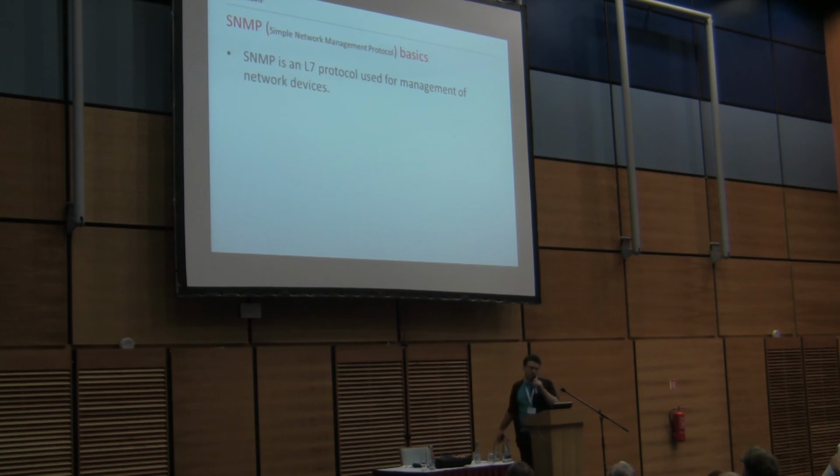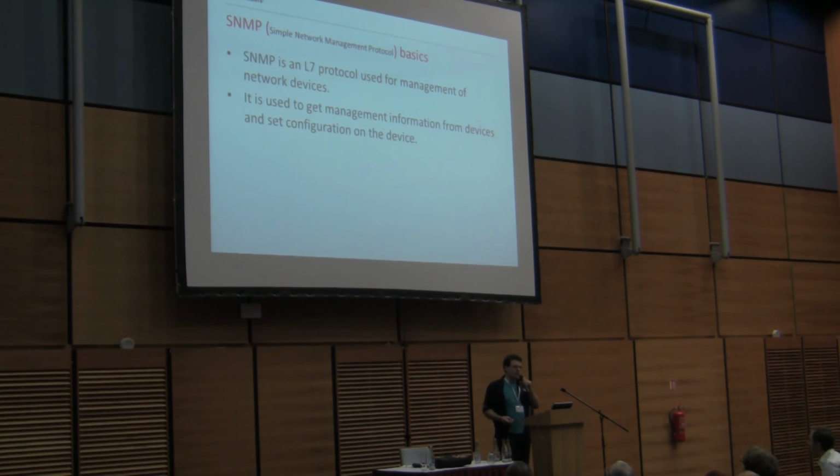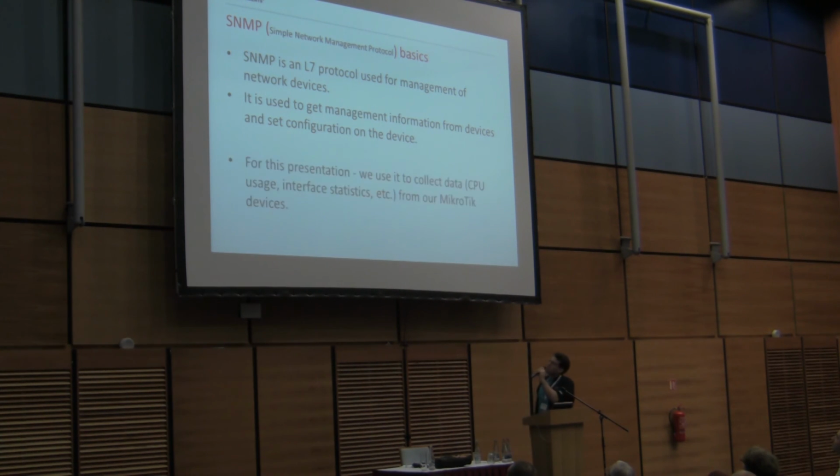So SNMP is a layer 7 protocol used for management of networking devices, and it is used to actually get management information and data and statistics from the devices, and SNMP can actually be used to set configuration of a device as well. But what you need to actually remember is that for this presentation, we use SNMP to collect data like CPU usage, like CPU statistics, etc. from our MikroTik devices. If you remember just this one sentence from this slide, you'll be okay.